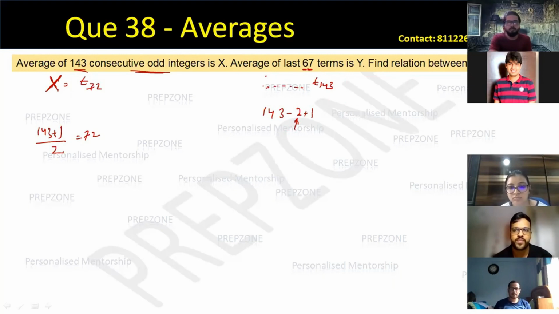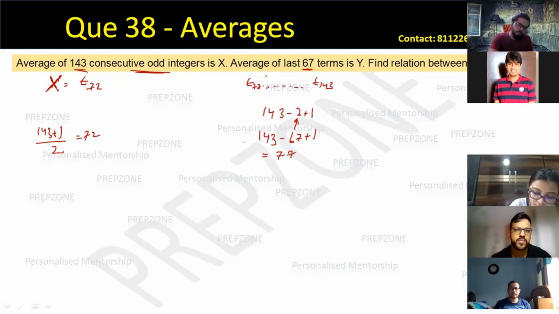So similarly, if you want to find the last 67th term, what will you do? 143 minus 67 plus 1, which comes out to be 144 minus 67, so 77. Which means the average of T77 to T143 is y. Y is the average of these terms.